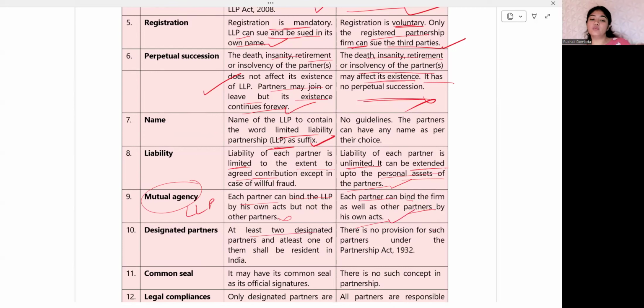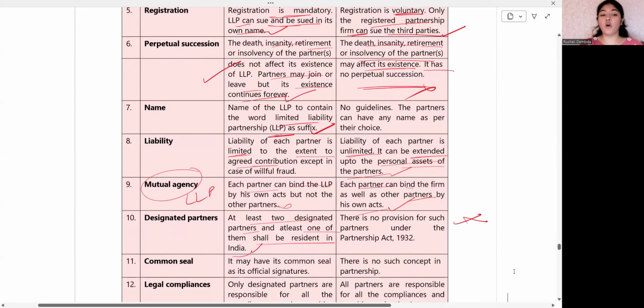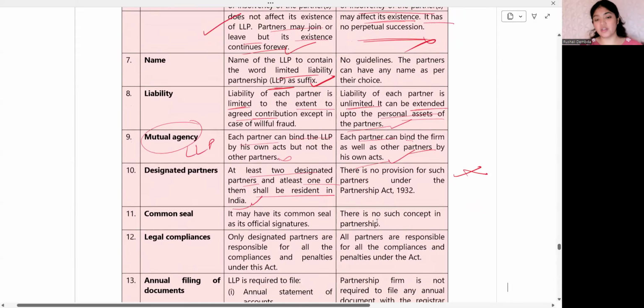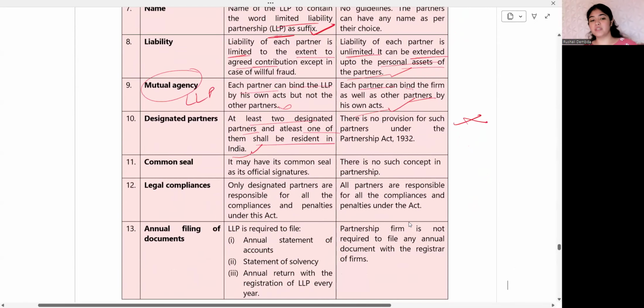Designated partners: in LLP there must be at least 2 designated partners, and at least one of them shall be a resident of India. There is no provision of designated partner in partnership. Common seal: LLP may have its common seal as its official signature. So they can get a common seal as their official signature. In a partnership business, there is no such concept of common seal.